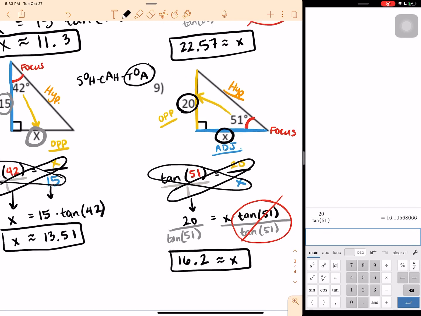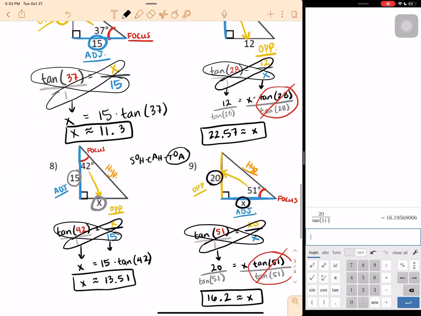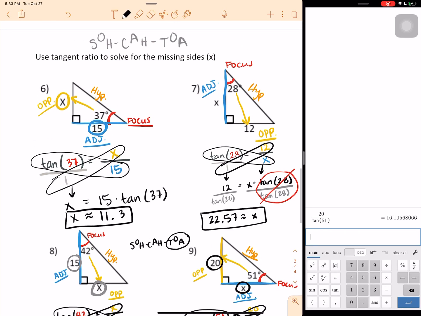So these four were all about solving for a side in right triangles. And this one we really focused on tangent. That was the main focus. So you can assume that's the one you'll see on your test.